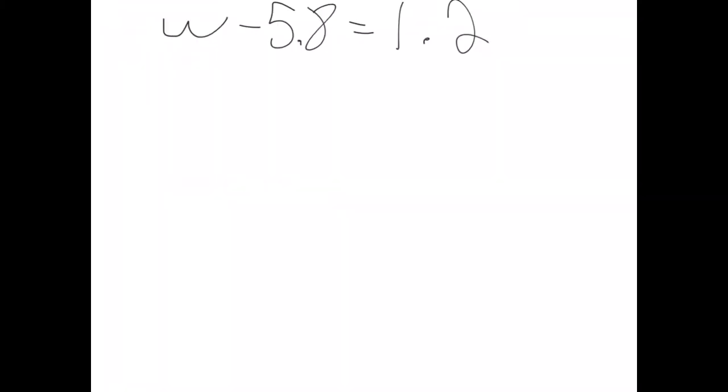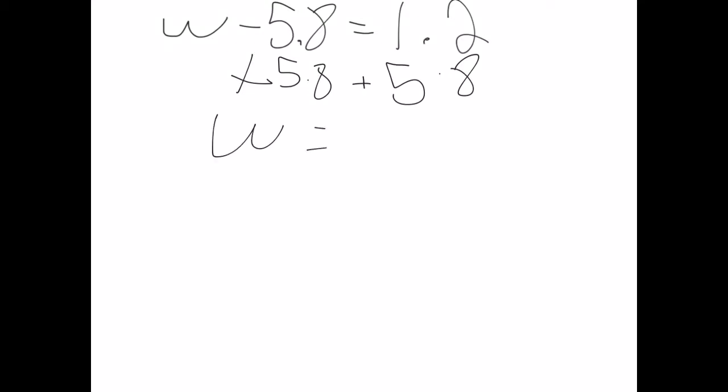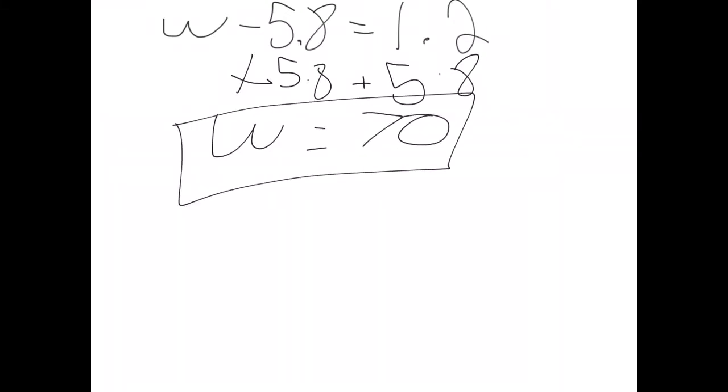The first thing that you're going to do is add 5.8 on each side. On this side you're left with W, but on this side you have to solve this problem. So the answer is W equals 7.